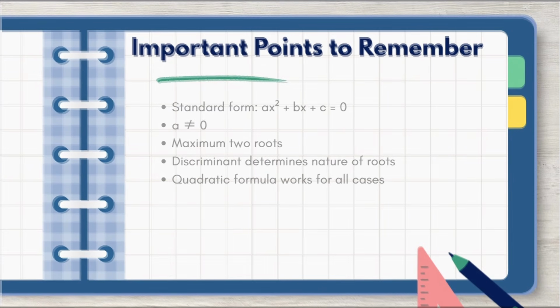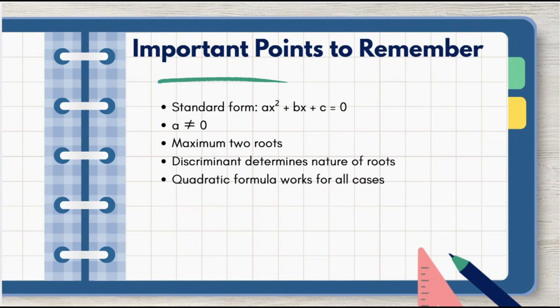Important points to remember. The standard form is ax squared plus bx plus c equals 0. The coefficient a cannot be 0. There is a maximum of 2 roots for any quadratic equation. The discriminant determines the nature of those roots. The quadratic formula works for all cases.